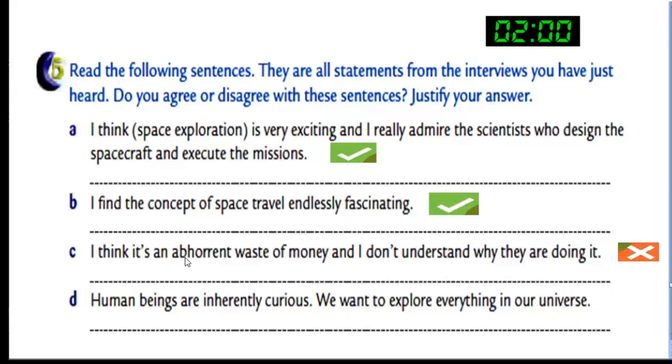This is also one of the ideas. Here, I think it's an abhorrent waste of money, and I don't understand why they are doing it. The last one, human beings are inherently curious. We want to explore everything in our universe. I think this is the nature of human beings and the job of scientists.